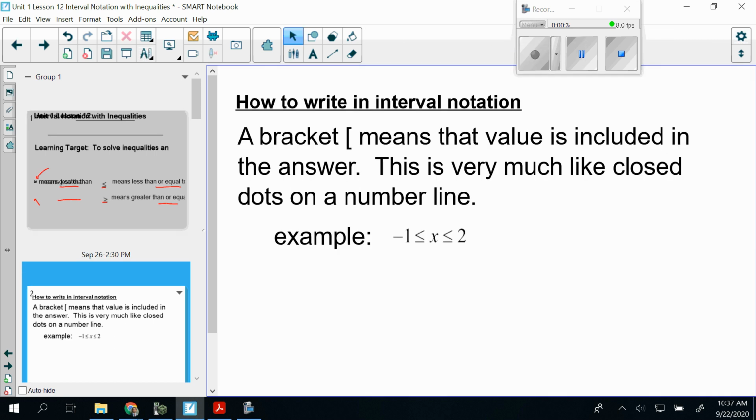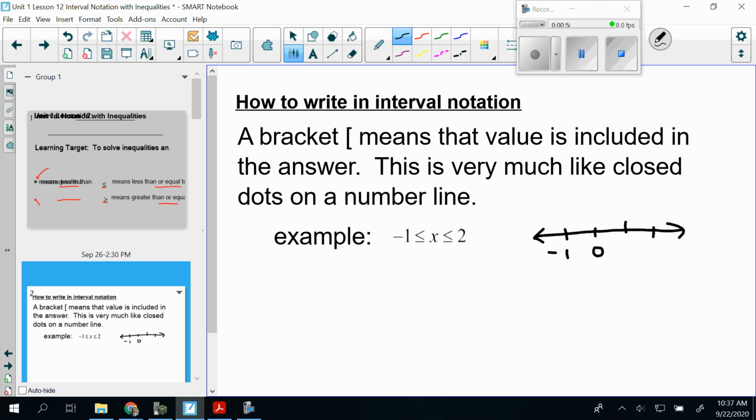How do you write interval notation? A bracket, indicated by that symbol, means that value is included in the answer. This is very much like closed dots on a number line. So we've seen inequalities written like this before. If we were to graph out this inequality, it would be our numbers between -1 and 2. So we would have a closed-in dot at 2 because we've got or equals 2. We'd have a closed-in dot at -1. It's numbers less than 2, greater than -1, so everything in between.